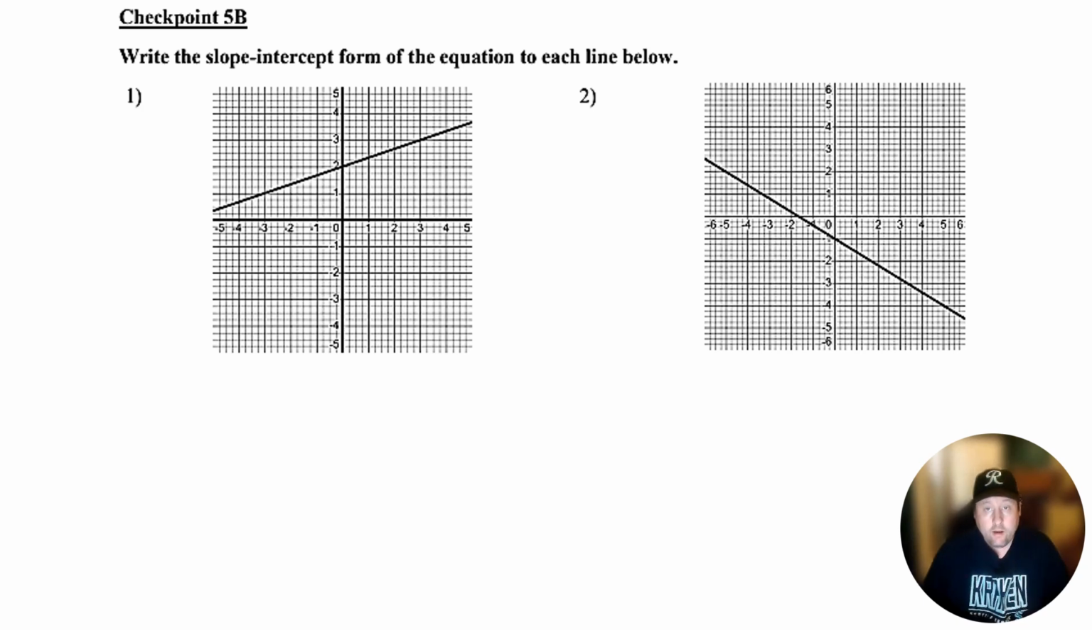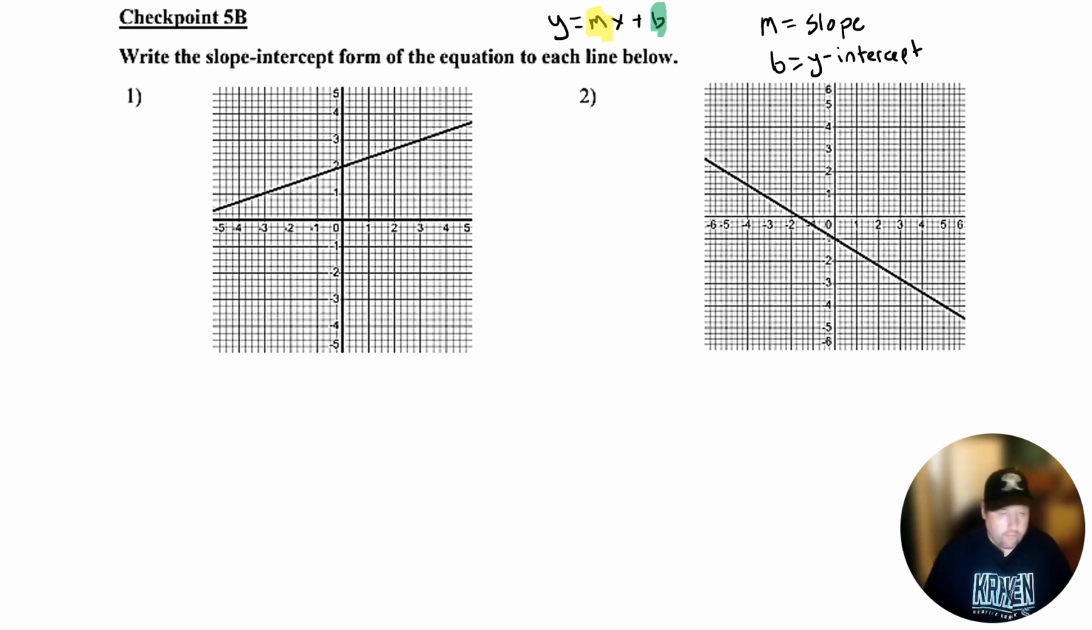So slope-intercept form is y equals mx plus b. So I need to find the parameters, which are m and b. Let's review what those are. The value for m represents the slope of the line, and the value for b represents the value of the y-intercept.